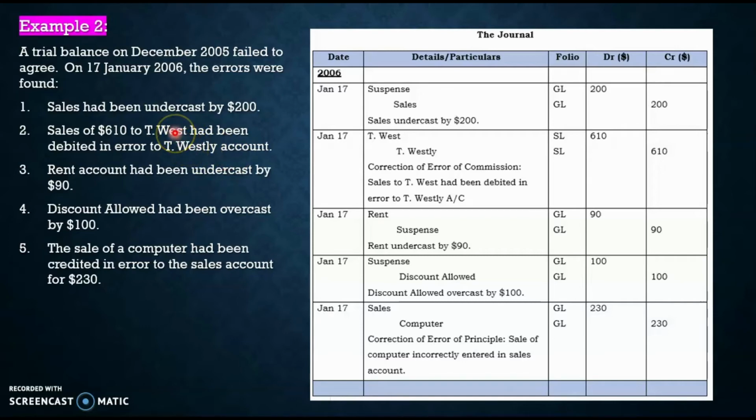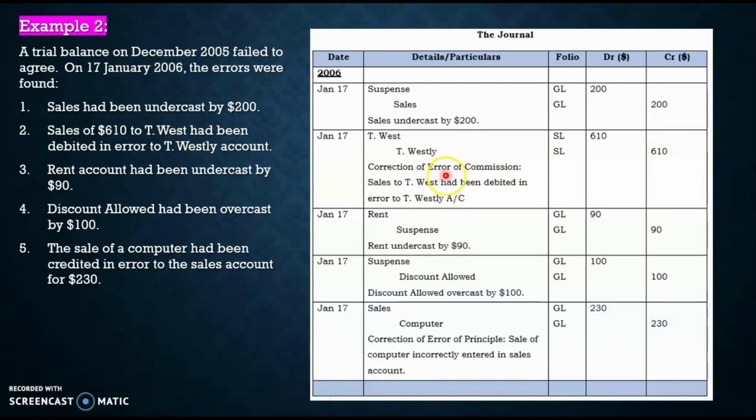This is not where we miscalculate, or enter a debit in one account and do not have the credit, or have the credit and don't have the debit, or have a greater amount on the debit side and less on the credit. This is where we put it in the wrong person's account. So this transaction or error would not have affected the trial balance agreement. So this would be an error of commission.